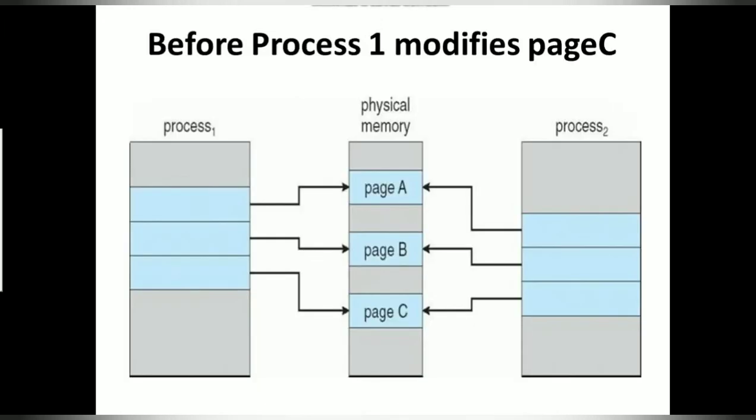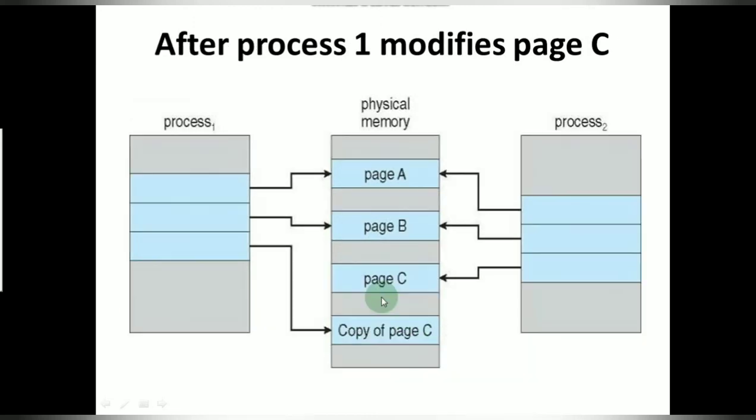Now let me illustrate the same. You can see here, if I call process 1 the parent process and process 2 the child process, both are working on 3 pages A, B, C. This structure can continue as long as process P1 and process P2 are just reading the contents of A, B and C. If one of these processes tries to change, modify or write to a page, then a copy of it is created.